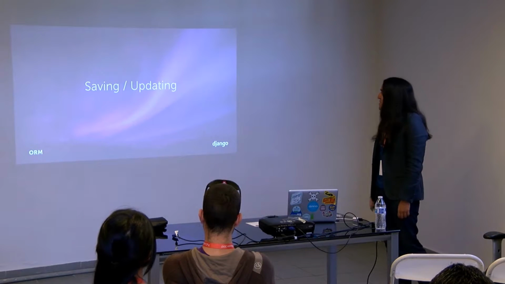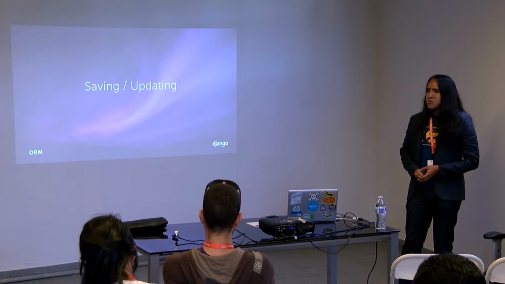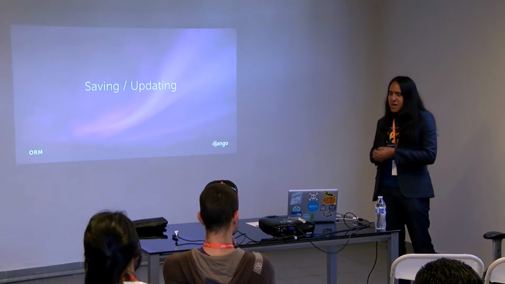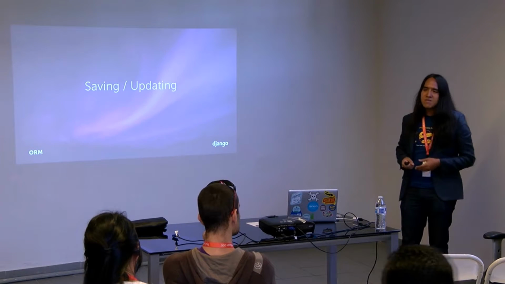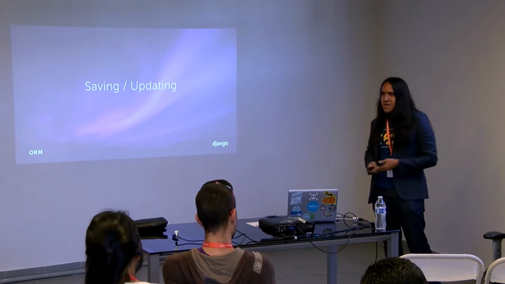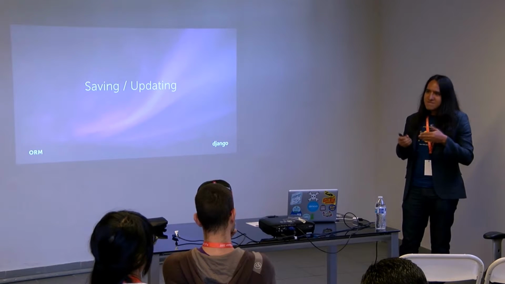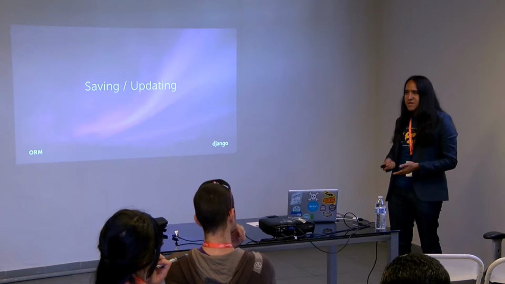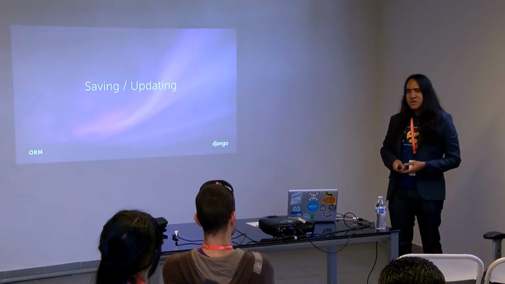Saving and updating. Normally, when you save, you would do hotel.save, and Django will automatically grab all the columns in your table and do an update of that. It will just update everything, every single time you do a save. If you've got a lot of fields, a lot of columns, it's going to do that every single time. So if you're doing this in a loop, it's going to update all the columns all the time. And that can be quite inefficient.